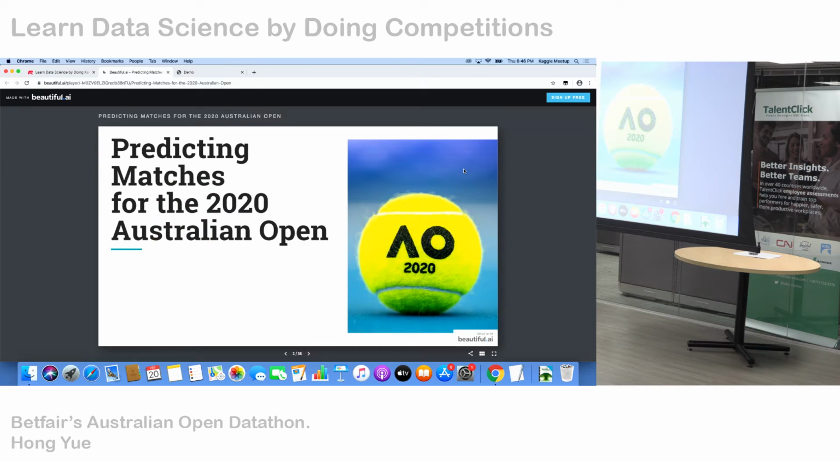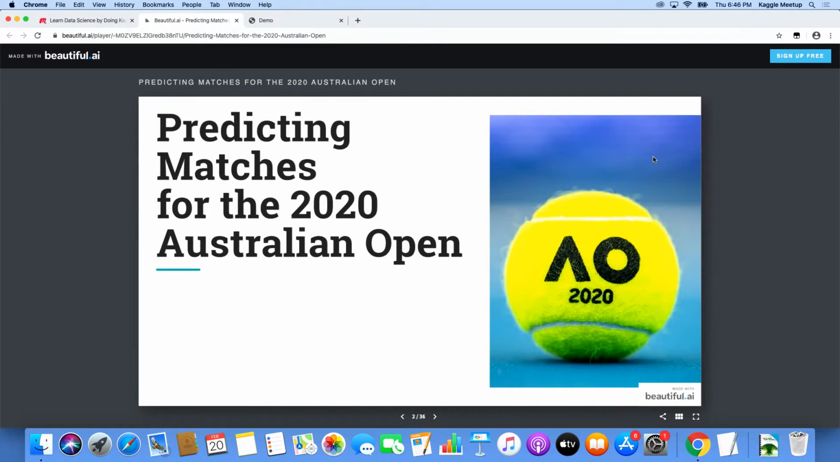So today we're going to be talking about how to predict matches for the 2020 Australian Open. This was originally a data science competition that I participated in, in 2019. This year I'm trying to see if I can beat my performance. Unfortunately, they're not running the competition again, but I still think there's a lot to learn here.